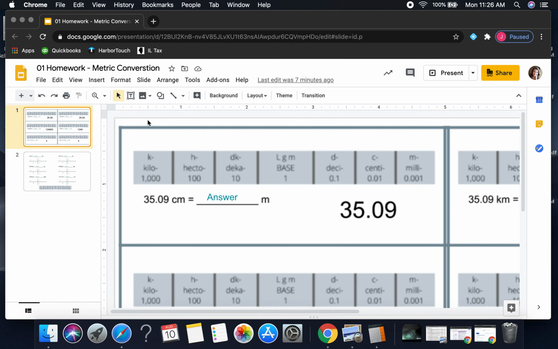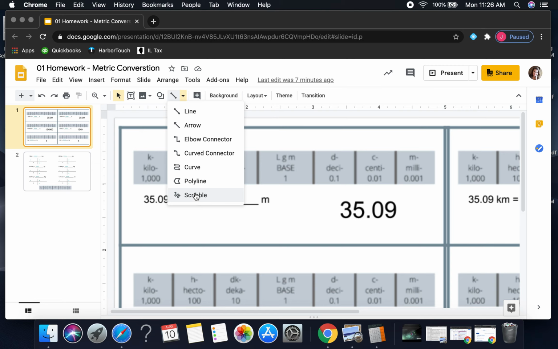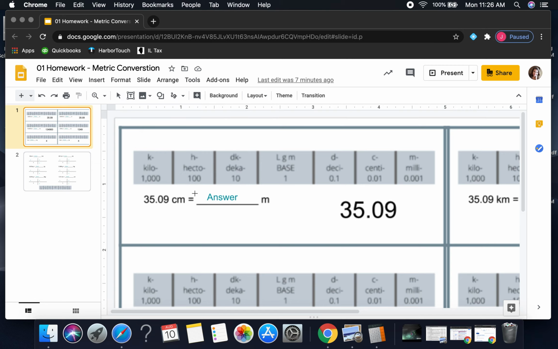Up here in your toolbar, I want you to select the line, the little down arrow. Go ahead and click that and hit scribble. We're going to use this to draw our jumps between the different units. We're going to start on centimeters. I'm going to put my cursor above the centimeters and we're going to meters. It is one letter, so it is the base that we're going to. So we're going to jump and I'm going to click and create my scribble.